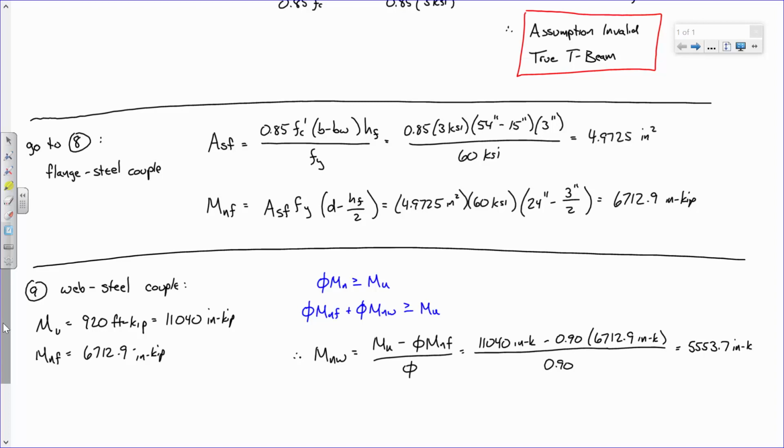Inch kips. Now, add this number up and add this number up. No. Add this number and this number. It's not going to be 11,040. 12,266.7. Have we seen that somewhere before? MN required. So we could have done that too. I just kind of wanted you to see the whole kit and caboodle.